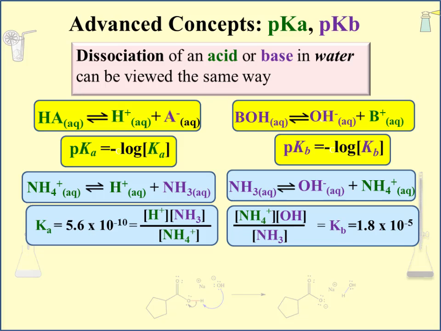Now, consider what would happen if we multiplied Ka and Kb together. 5.6 times 10 to the minus 10 times 1.8 times 10 to the minus 5 is our old friend 1.0 times 10 to the minus 14. It is the same value as the water dissociation constant, Kw.